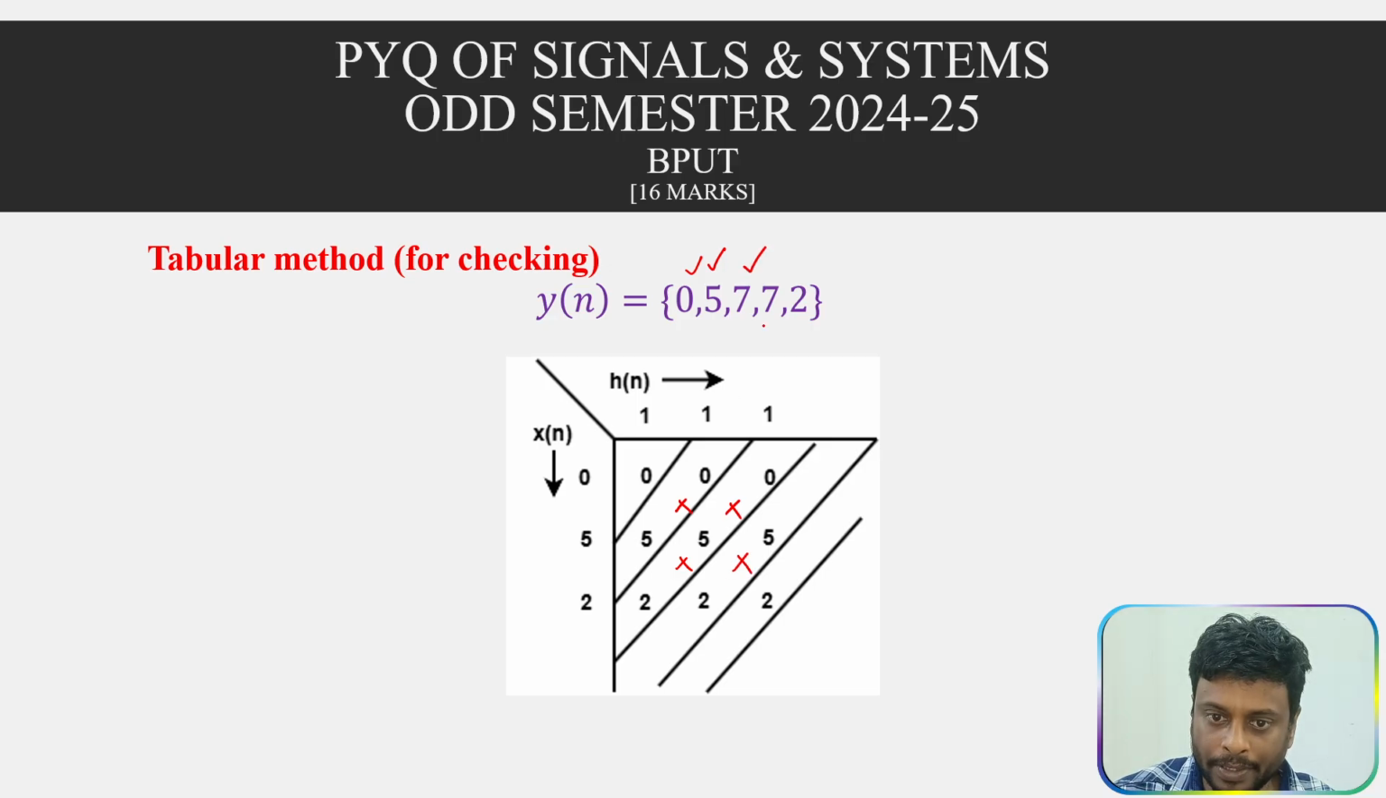Now 2 plus 5. It will be 7. Last one is 2. So our assumption or our answer is correct.